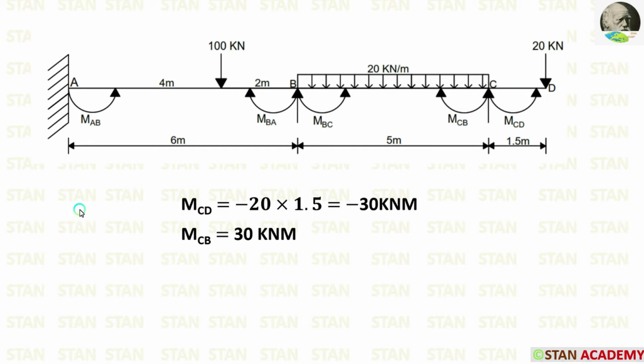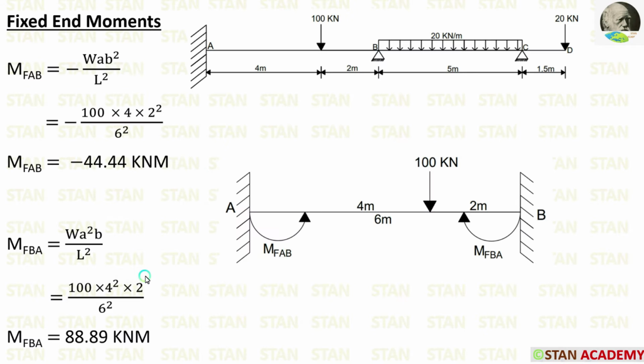Now let us calculate fixed end moments. For the span AB and for the span BC, we have to calculate the fixed end moments. For the overhanging span, we don't have to calculate the fixed end moments. First, let us calculate in the span AB. In the span AB, we are having two fixed end moments, M of AB and M of BA. M of AB will be negative because it is acting in the anti-clockwise direction, and M of BA will be positive because it is acting in the clockwise direction.